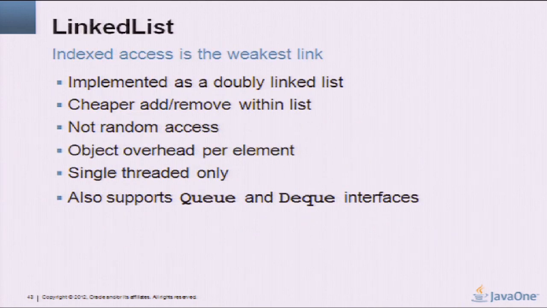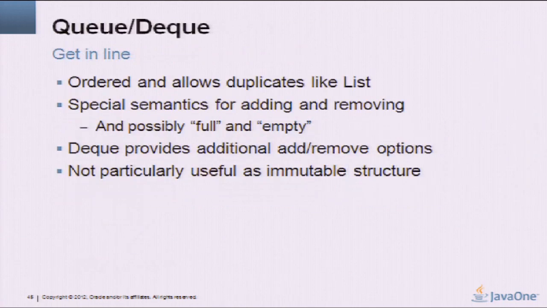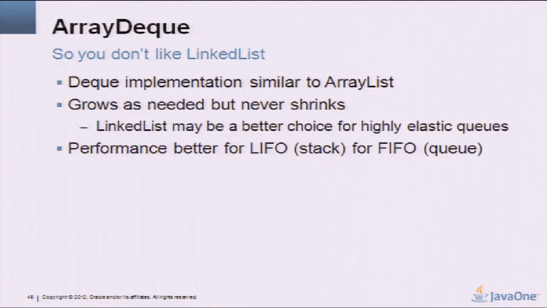Linked list is not backed by an array. Instead, it's a linked list of elements. It doesn't have a random access capability, so if I want to index into the list to get the fifth element, I have to actually iterate through the first four elements in order to get there. The main advantage to this is that there are no size bounds like there is with array list. And linked list also supports the additional interfaces of Queue and Deque, so it has much more versatility than array list.